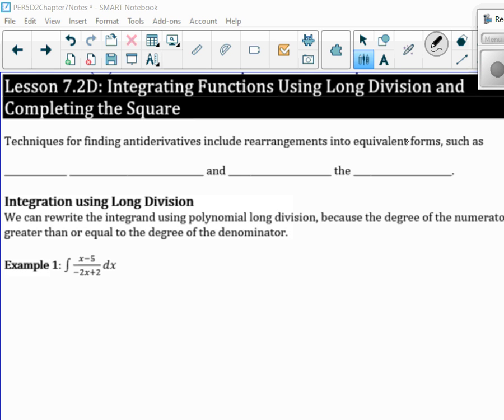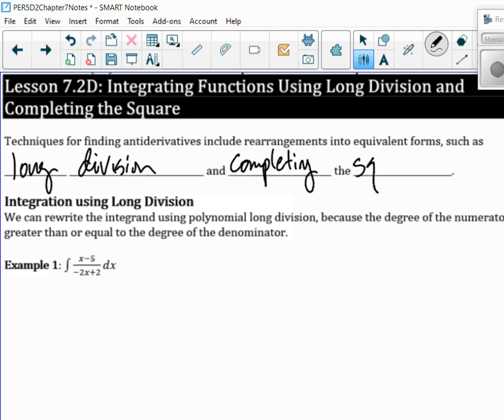Antiderivatives include rearrangements into equivalent forms, such as long division and completing the square. All stuff you learned in prior units. Long division was in grade 12 pre-cal, and completing the square was in grade 11 pre-cal. So the first thing we're going to go over is long division.